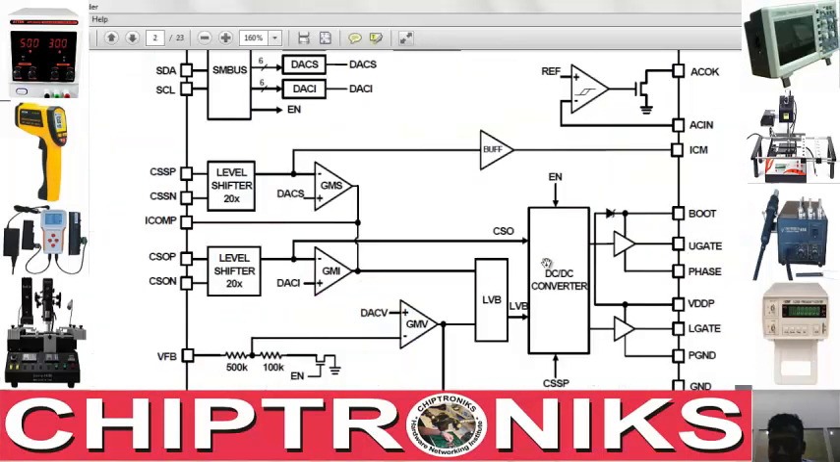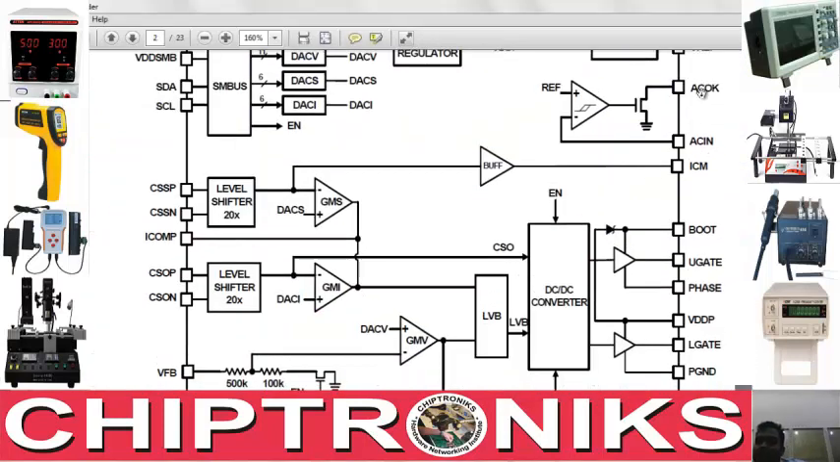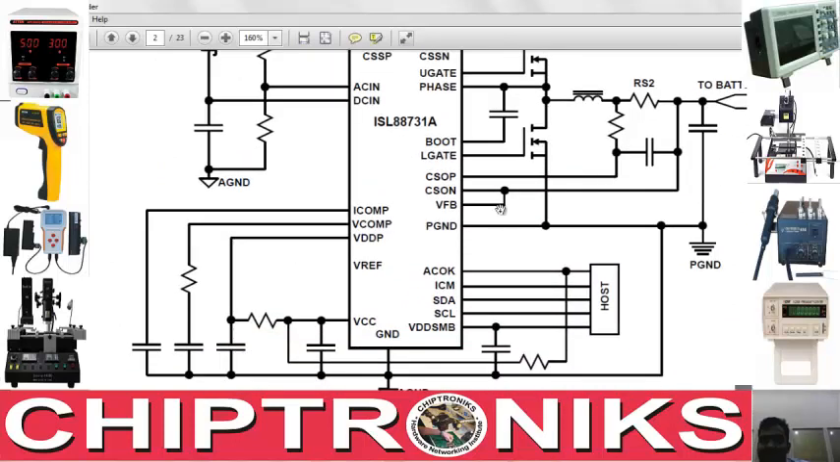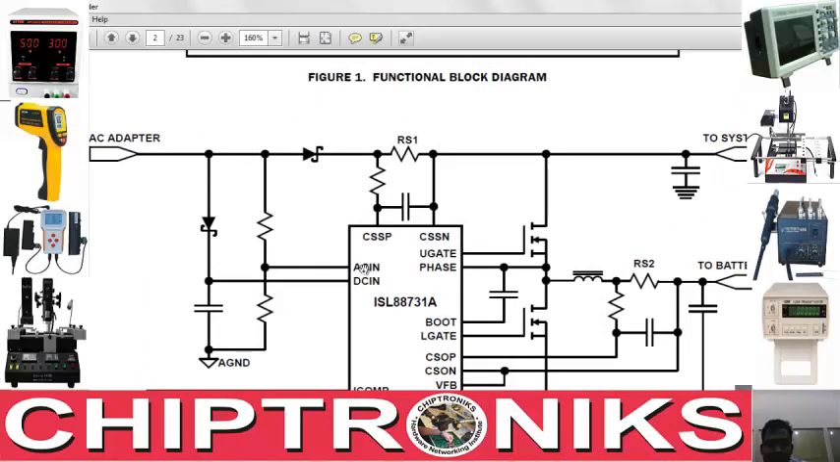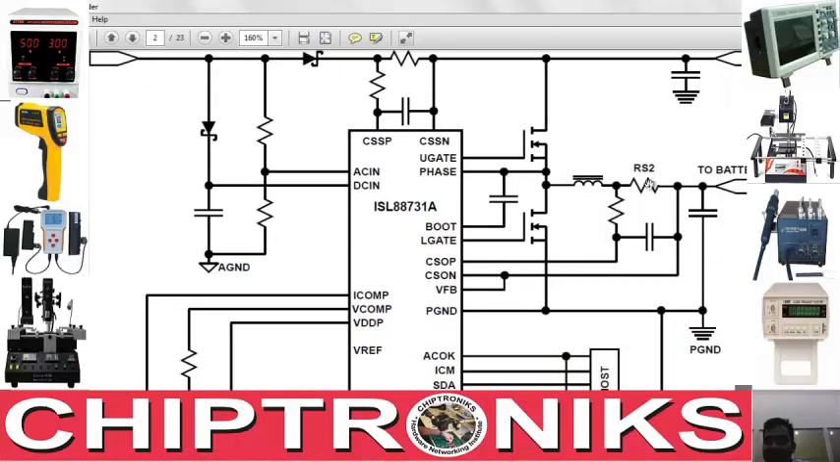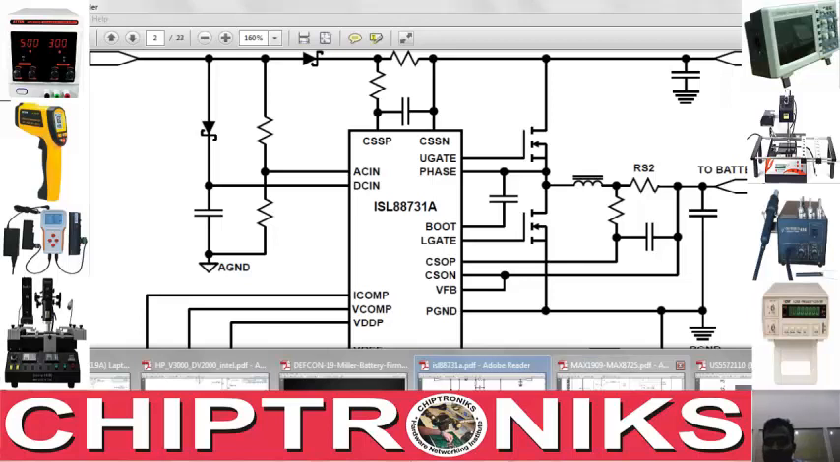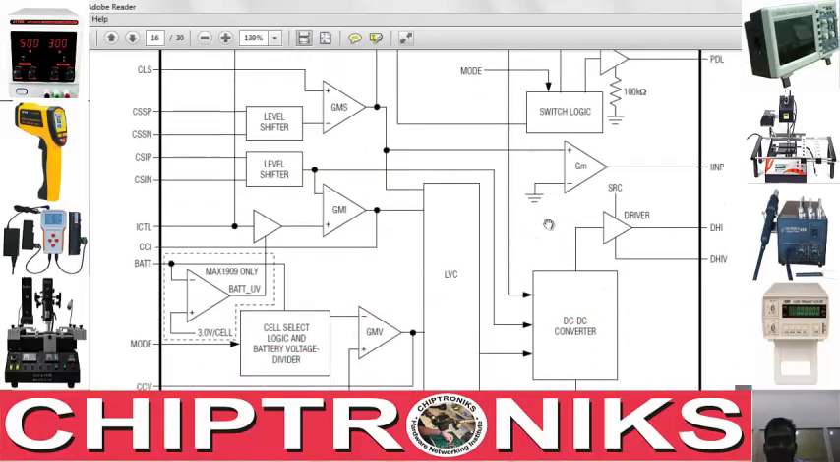Let's check over here. These are the two important outputs of this charger IC: one is ACOK and the other is ICM. We can see where they are going. ICM is going to the host and ACOK is going to the host, that is, to the IO controller, AC in and DC in, CSSP and CSSN. Across this resistor we have CSOP and CSON, and in this Maxim 1909 we can see these are CSIP and CSIN.